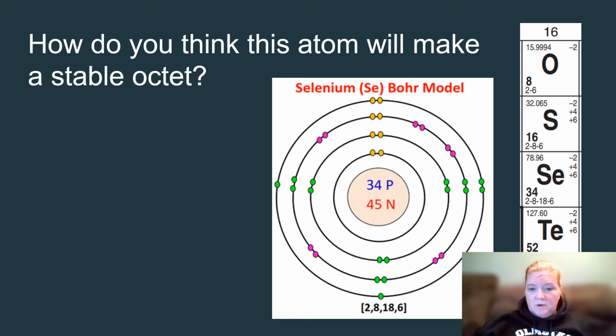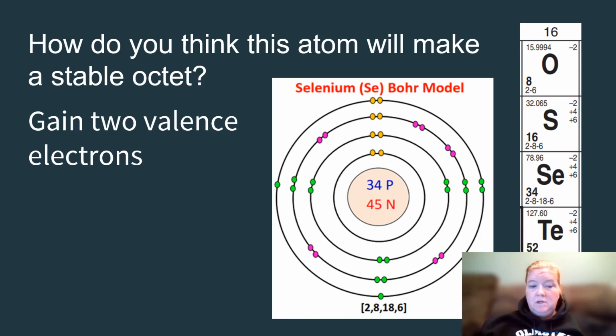How do you think this one will form a stable octet? Look in the outermost energy level. Look at the outermost shell, the valence electrons. Well, it'll gain 2 electrons. Why? Well, because it had 6. Otherwise, it has to lose 6. Gaining 2 is a lot easier.